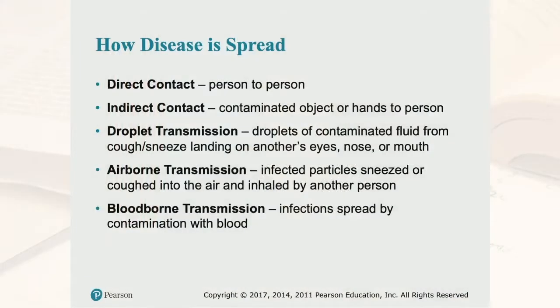Bloodborne transmission is infections that are contaminated with blood. In a child care center, we're going to use universal precautions, which we'll talk about later, to reduce the risk of that type of contamination.